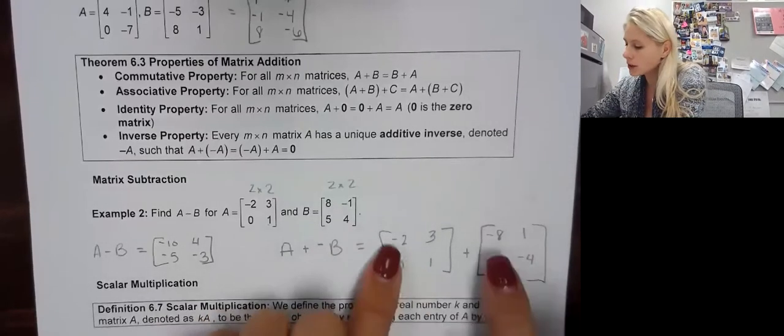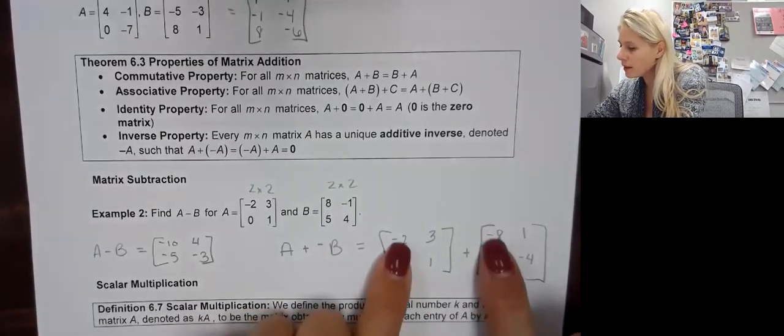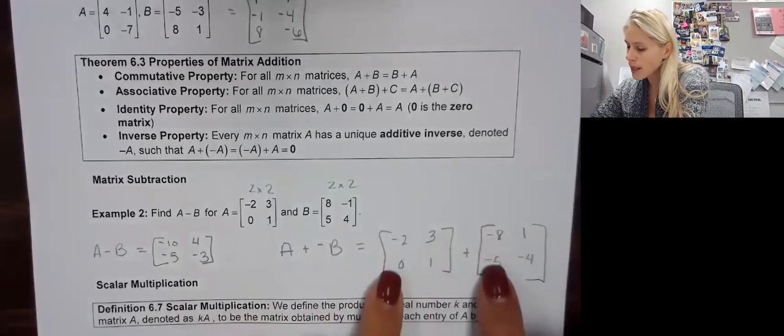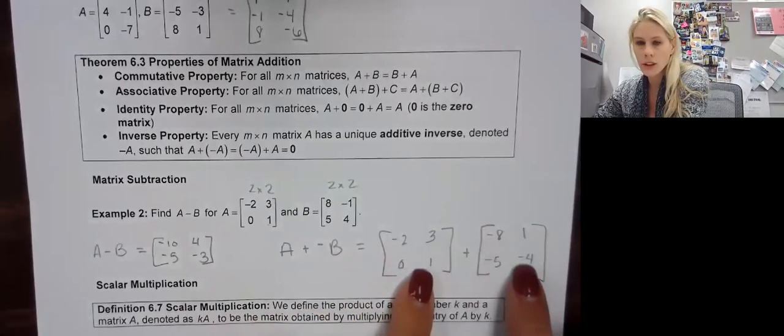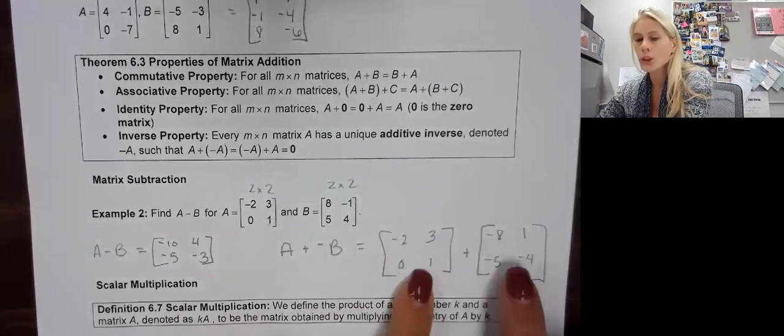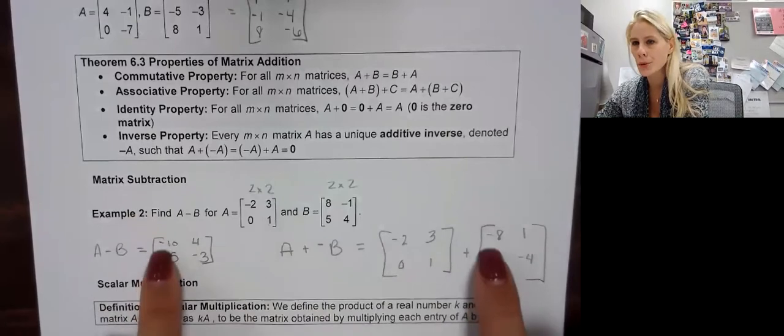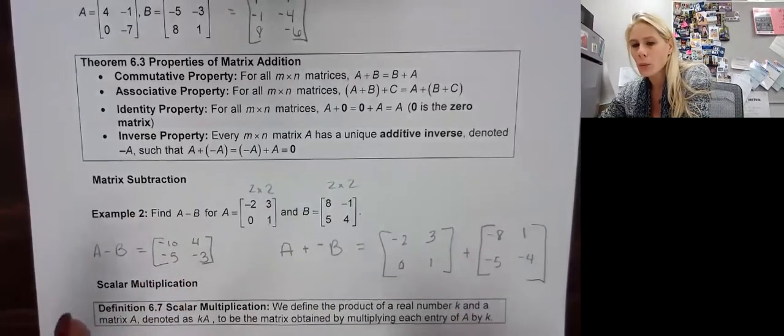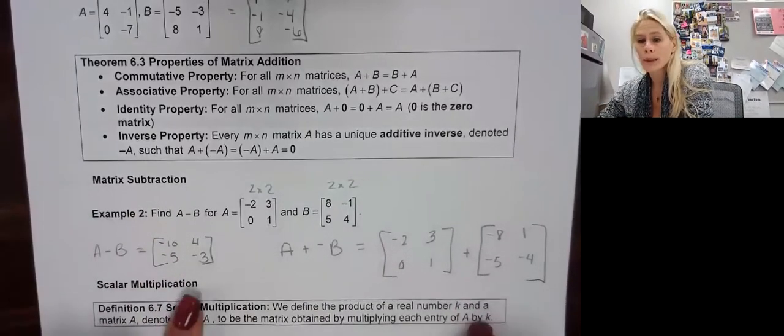And now we can just think of addition. There's our -10, there's our 4, there's our -5, and there's our -3. So that's going to be up to you, okay? Just don't go back and forth between the two ideas, because that's where you make your small mistakes.